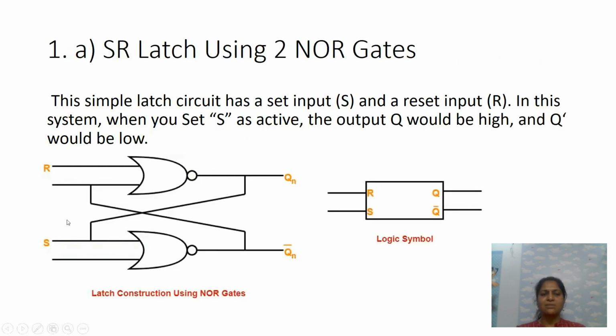First one is the SR latch. Flip-flops are built from SR latches. Here is the SR latch using two NOR gates. This simple circuit has two inputs, S and R. S is set, R represents reset. Here we are using two NOR gates. The first NOR gate output is the input for the second NOR gate, and similarly the second output is the input for the first one, and the two outputs are Qn and Qn bar. This is the logic symbol.